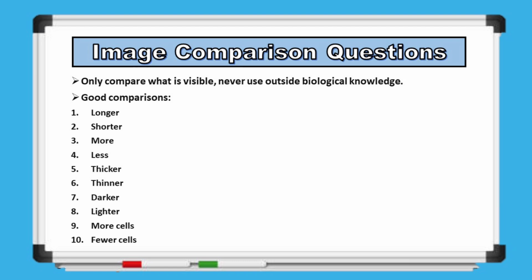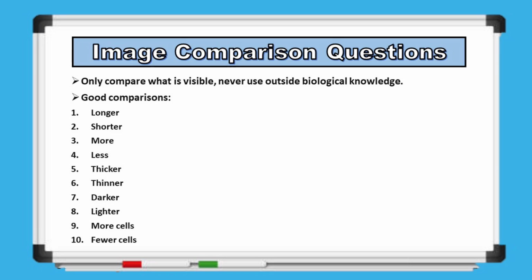Now let's move on to another important skill that is often tested in the ATP paper, and that is comparing biological images. Questions like these appear quite frequently, so knowing how to answer them correctly can help you gain easy marks. The most important rule to remember is that you should only compare what you can actually see in the images. Never use your biological knowledge to explain functions or identify structures unless the question specifically asks you to. The examiner only awards marks for visible observations.